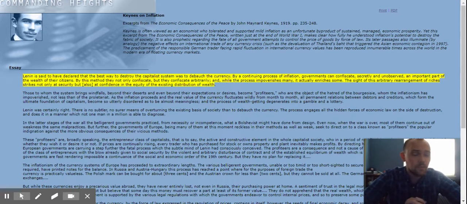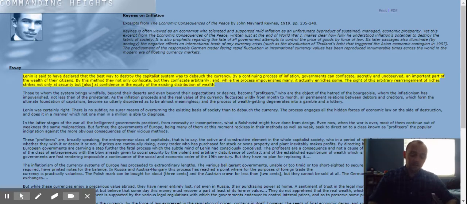He says, by a continuous process of inflation, governments can confiscate, secretly and unobserved, an important part of the wealth of their citizens. By this method, they not only confiscate, but they confiscate arbitrarily. And while the process impoverishes many, it actually enriches some. The sight of this arbitrary rearrangement of riches strikes not only at security, but also at the confidence in the equity of the existing distribution of wealth.